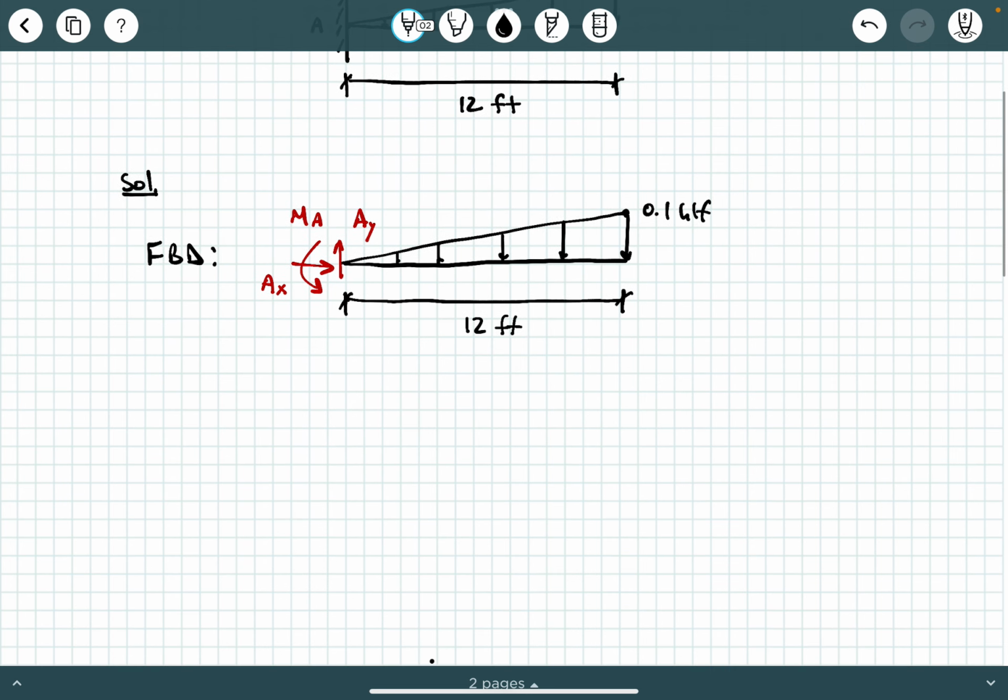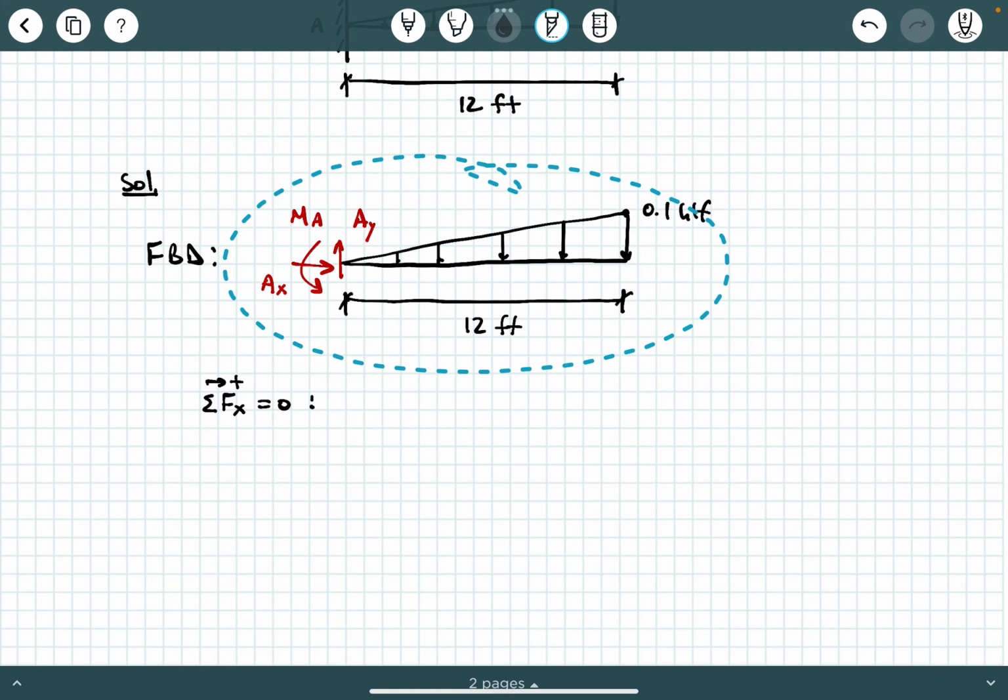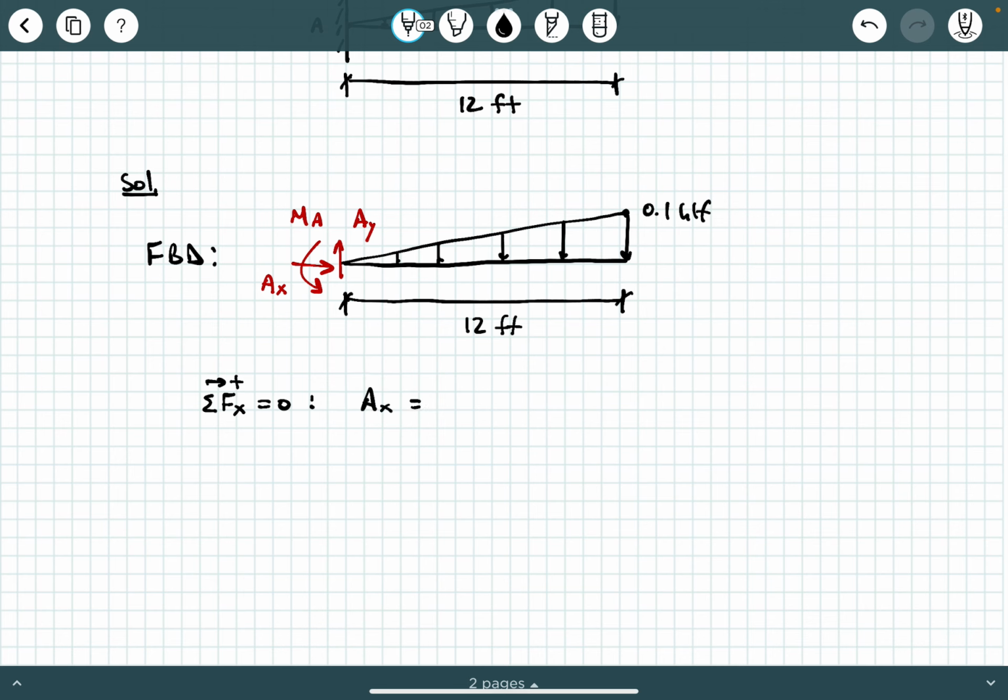So let's go ahead and get started with this. I'm going to start with the sum of the forces in the x direction equals 0, and I look at everything happening in this free body diagram with an x component. The only force with an x component is AX, so here AX is just going to be 0. Okay, so that's one of my equilibrium equations. What about my other equilibrium equations? What else can I use here?